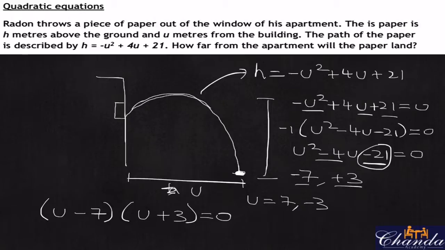Now, as we know, guys, distance cannot be negative because it is a scalar value that we're looking at here. We're not looking at it from a vector perspective, so we are looking at it as scalar. So it can't be the negative value. So u is equal to 7 meters. So if it travels according to that particular relationship right there, it will travel for 7 meters until it hits the ground. And we're talking about horizontal distance here. So how far from the apartment will the paper land? It will land 7 meters from the apartment. Okay, let's move on to the next question.